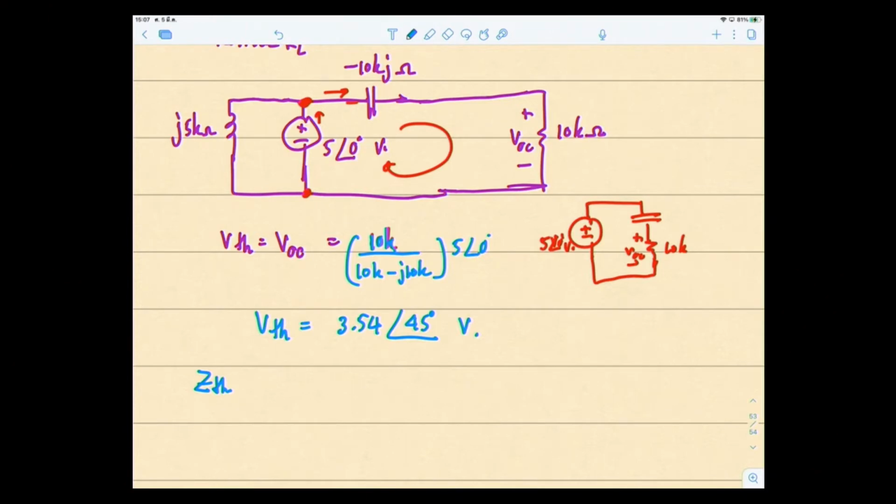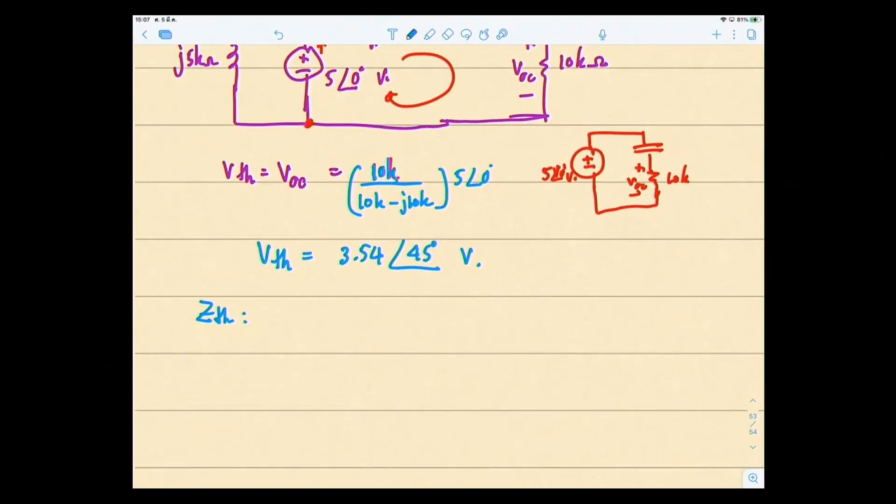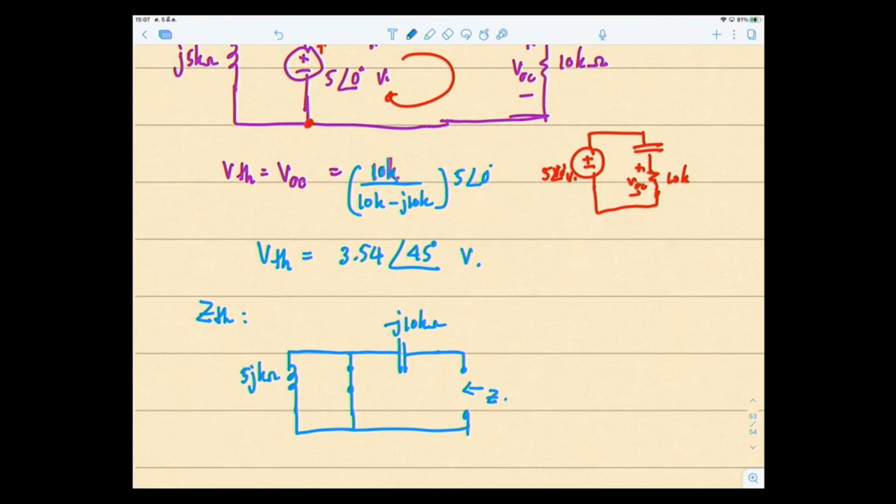Thevenin impedance, right? So therefore, you would have the inductor, 5j k ohms, right? And then ZTH is the total impedance, looking into the terminal with all the sources turned off. For the impedance, if it's a voltage source, you short it. So short the voltage source. This is minus j10K ohms, and this is the terminal that you have to look into, Z total. And this is 10K ohms.